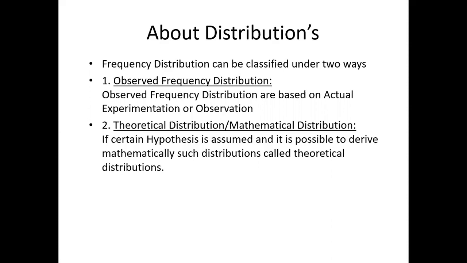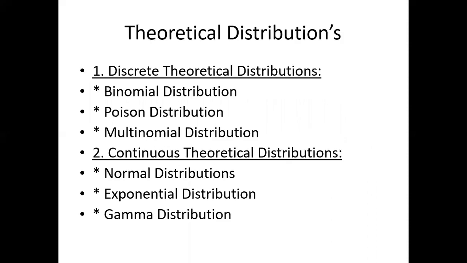What is the observed frequency distribution? Observed frequency distributions are based on actual experimentation or observation. So whatever the original experiment is, those observations are called the observed frequency distribution. Whereas a theoretical distribution, or I can say mathematical distribution, arises if a certain hypothesis is assumed and it is possible to derive such distributions mathematically; these are called theoretical distributions.